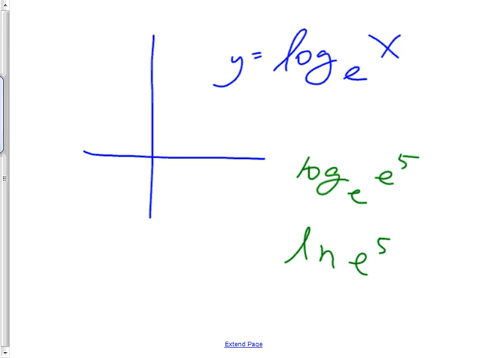And it looks like all the other log graphs. Log like a tree being blown over in the wind. Here's the roots. Here's the top part of the tree. See me? Alright.